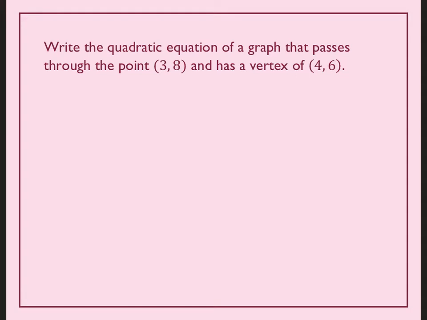So we look at the type of equation. It says, write the quadratic equation of a graph that passes through the point and it has a vertex of this. So that means we have to use the vertex form. The vertex form is written y equals a(x minus h) squared plus k. It did not give us an a value. It did not tell us if it had a stretch or compression, so we need to solve for the a value before we write our final equation.